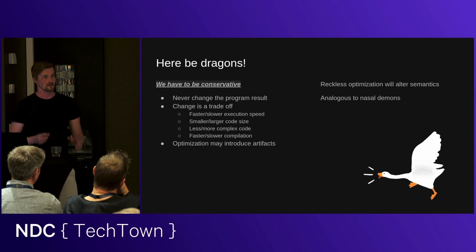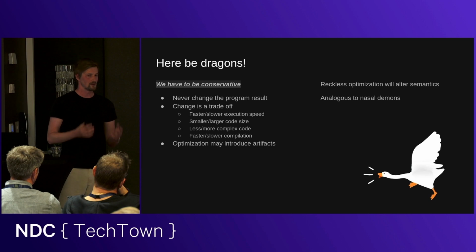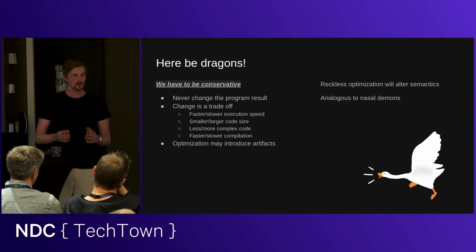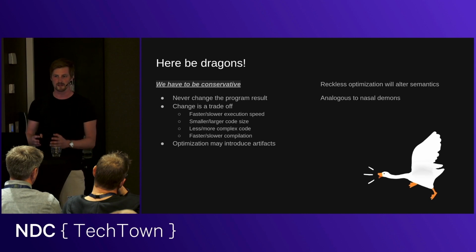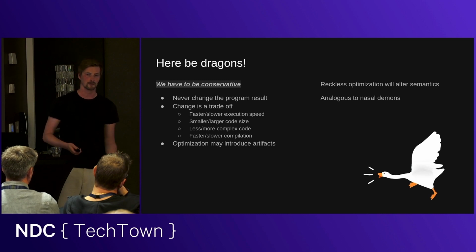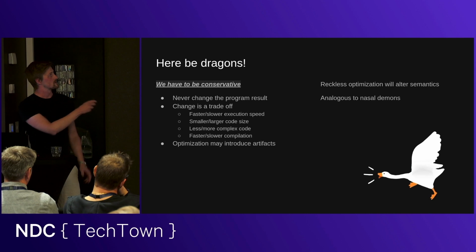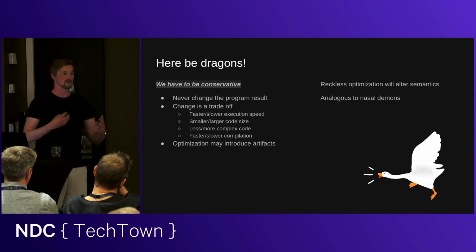But this is where we have to be careful. Because remember what I said about always being correct. This is where we have the opportunity to just change the program. And we don't want to change the program if it changes the results, because then it's not the same program anymore. And if it's not the same program, your developer loses faith and nobody uses your compiler. So we can never change the results. That's super important.